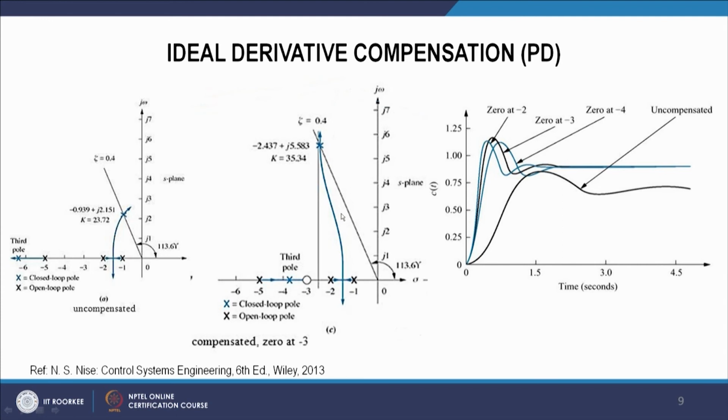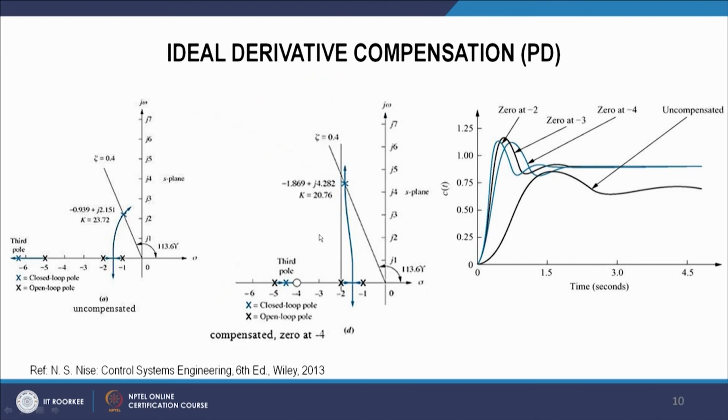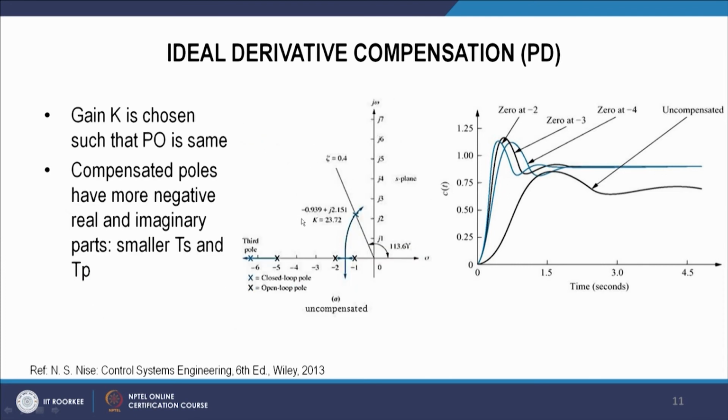So here it is cutting this damping line at minus 2.437. Again, this real part is more than the uncompensated system, so in this case also the settling time is improved. Now come to the compensated zero at minus 4. When we are putting it here at minus 4, again the root locus is cutting at minus 1.869, that is almost double the real part of the uncompensated system, and here also the settling time will improve.